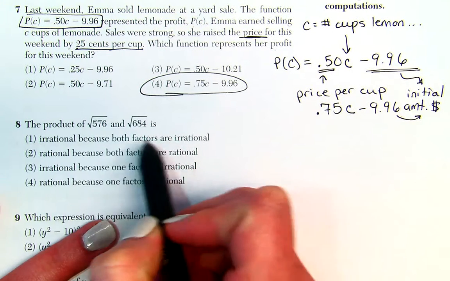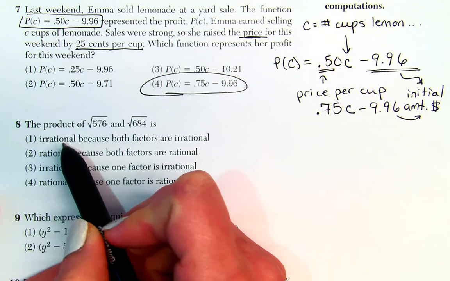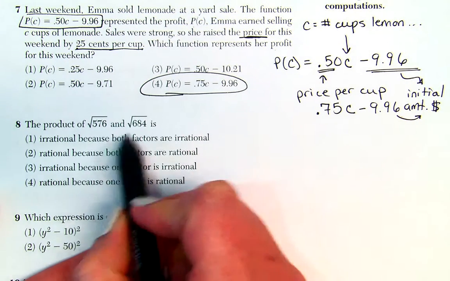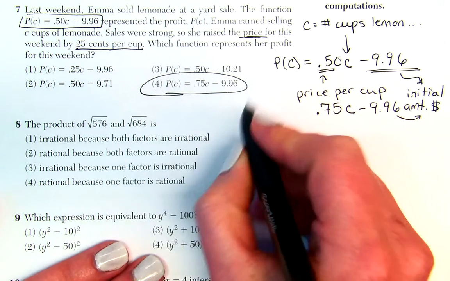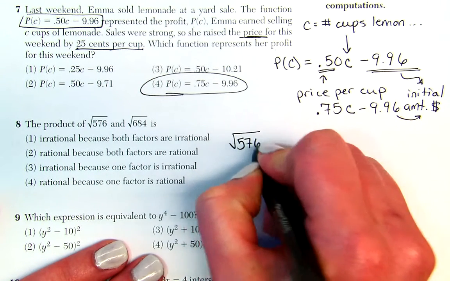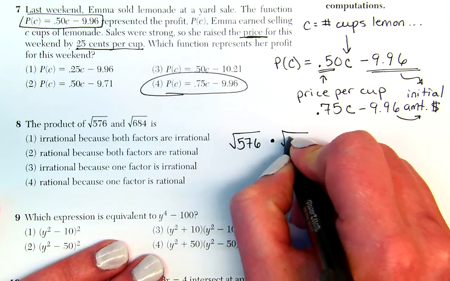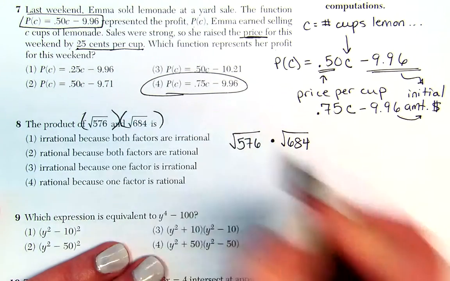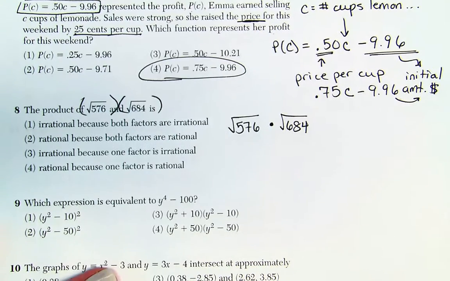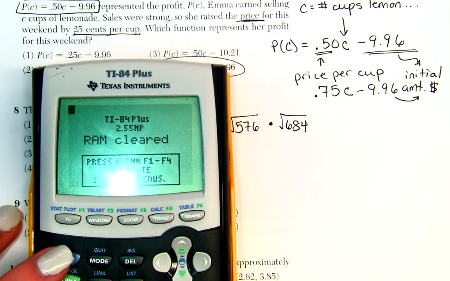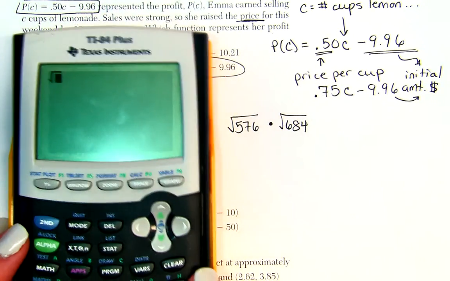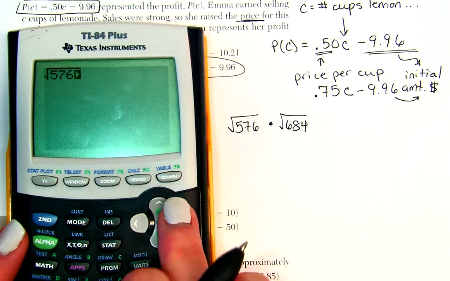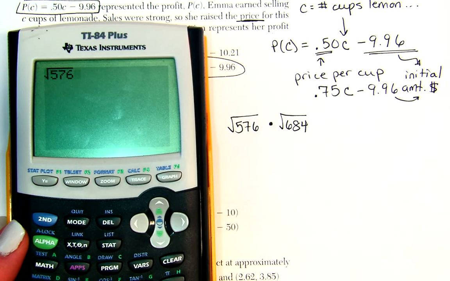All right, for number 8, the product of the square root of 576 and the square root of 684 is. So you'll see that they're asking whether it's irrational or rational, and then about each of the factors. I'm going to start by placing the square root of 576 times the square root of 684, because the product of represents multiplication, or the result of a multiplication problem. In my graphing calculator, second x squared gets me the square root symbol, 576. I need to come out of the radical by pushing the right button here, times the square root of 684.